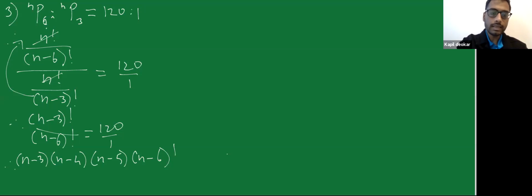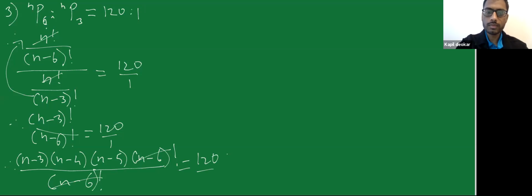I'm reducing till n minus 6. The reason is I have n minus 6 in my denominator, so that I can cancel out n minus 6 from numerator and denominator, which is equal to how much? 120 is to 1. So multiplication of 3 terms is given as 120. So how can I write 120 as multiplication of 3 terms? I can write that as 6 into 5 into 4.